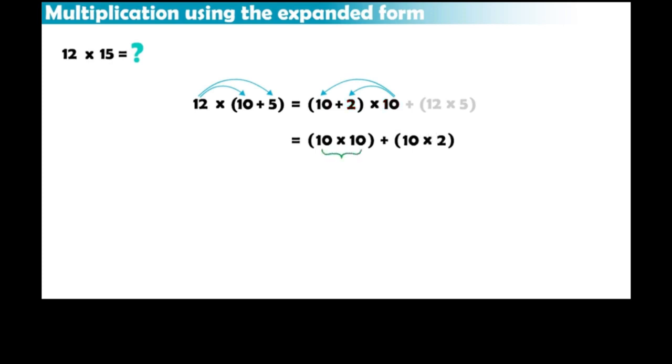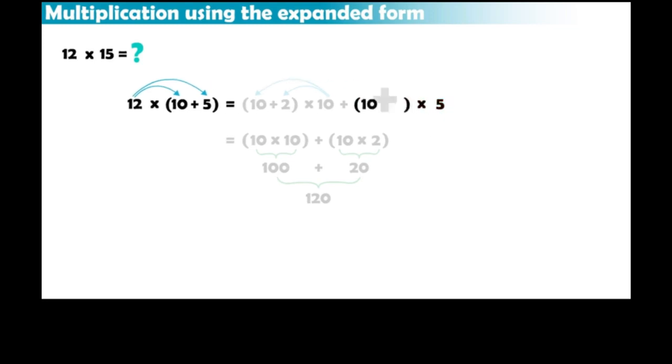So in this way you can see very clearly that when we multiply 10 by 10 it is 100, and 10 by 2 is 20. So the answer is 120. So it became very easy for us to multiply. Now we will multiply 12 multiplied by 5, the other part of it.